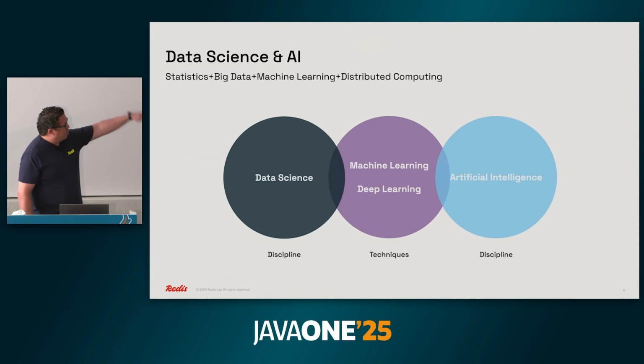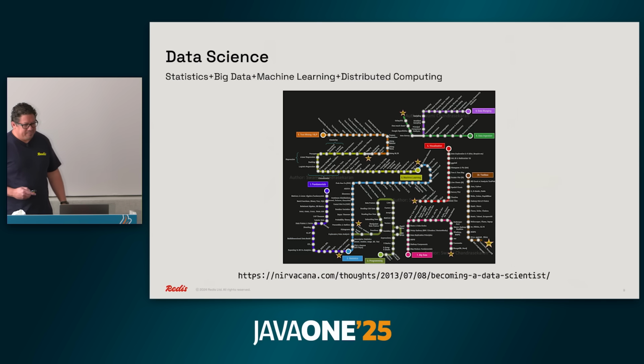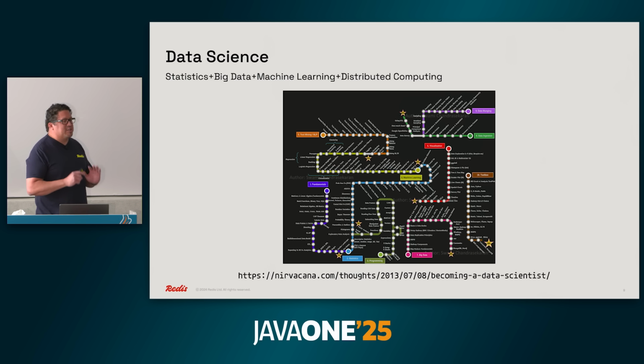So again, quick recap, data science and artificial intelligence kind of touch that set of techniques which are machine learning and deep learning. There's hundreds of these roadmaps to learn data science. So it's a very broad field. There's a lot going on.